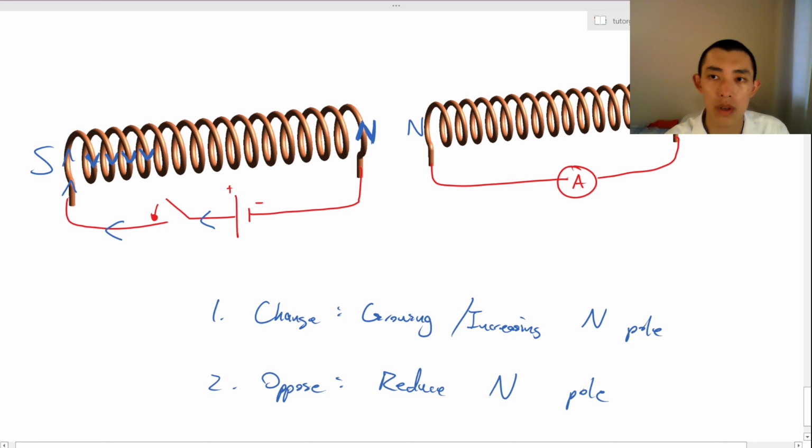So we want a north pole here, south pole here. How can we do that? Do your right hand grip rule for the solenoid. We can see that the current should be running up on the front, right? Up on the front. And so that means down there, and the current should be running this way.